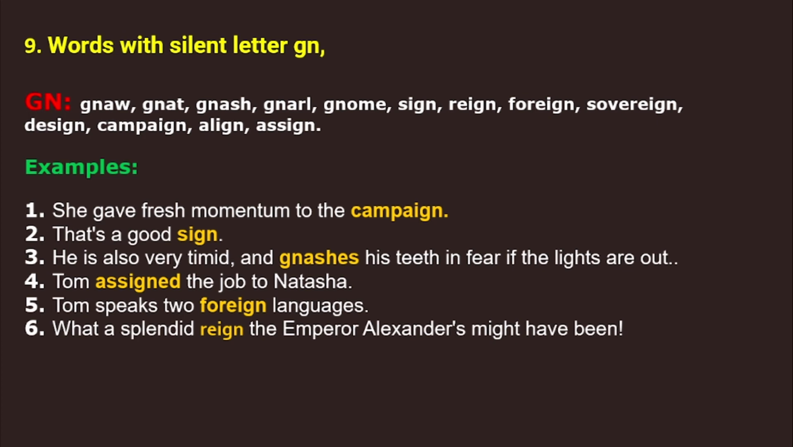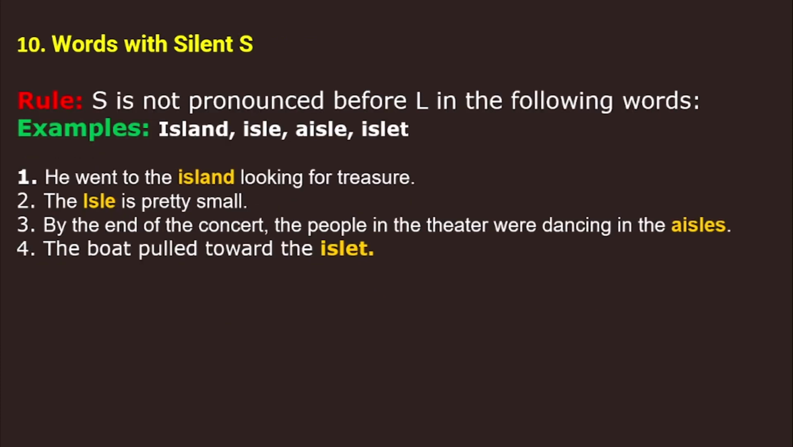Now let's look at the examples with silent letter GN. She gave fresh momentum to the campaign. That's a good sign. He's always very timid and gnashes his teeth in fear if the lights are out. Tom assigned the job to Natasha. Tom speaks 2 foreign languages. What a splendid reign the Emperor Alexander might have had.